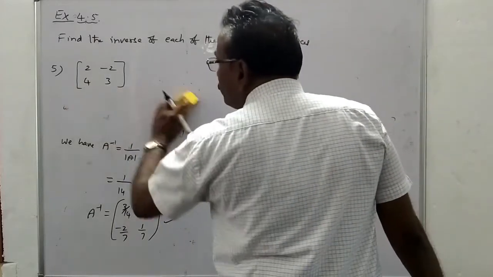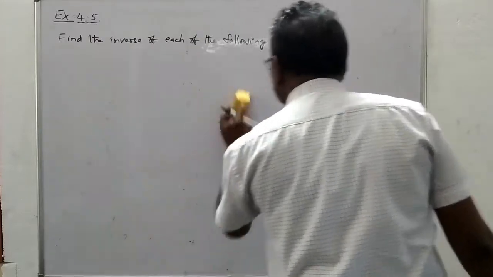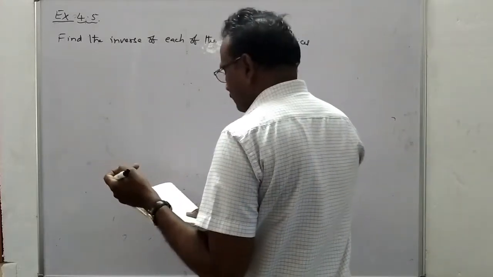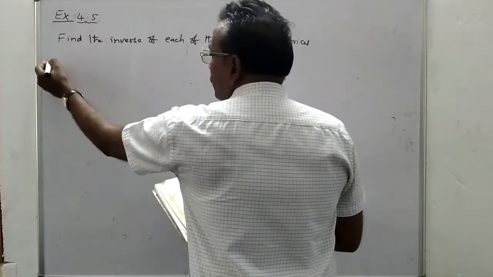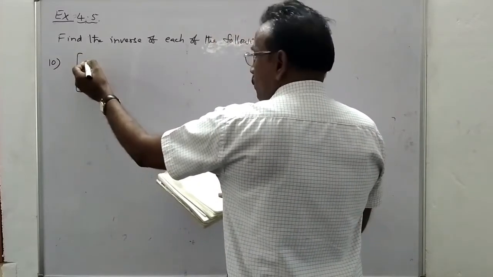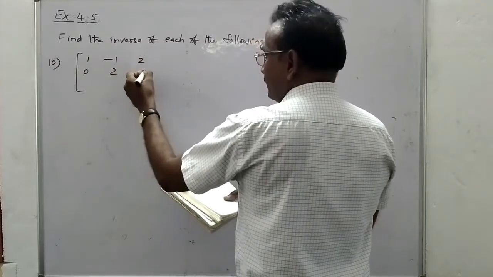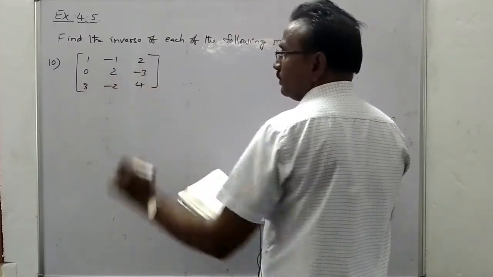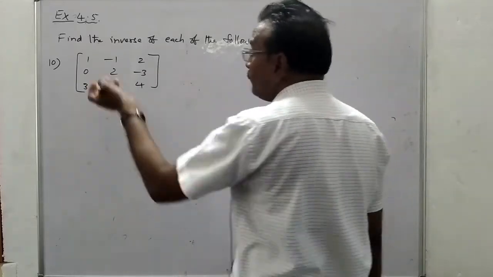Next, when third order is given, we need to find the cofactors of each and every element. So find the inverse of each of the matrices. Suppose 7th, 8th, 9th, 10th, 11th are the same type of questions. I can take the 10th question. Given matrix is 1 minus 1, 2, 0, 2, minus 3, 3, minus 2, 4. So find the adjoint of matrix A. Find the inverse of matrix A.